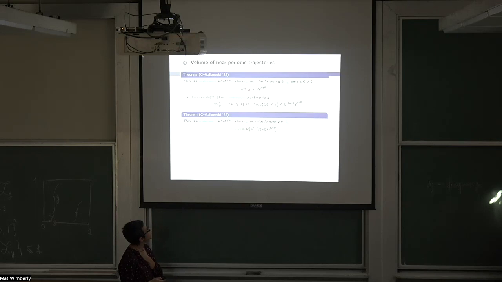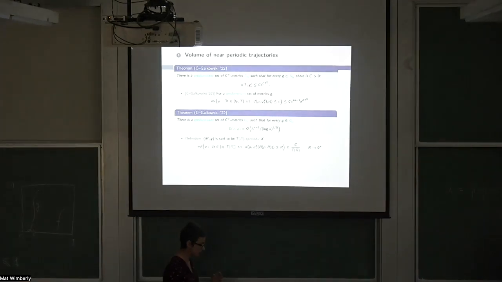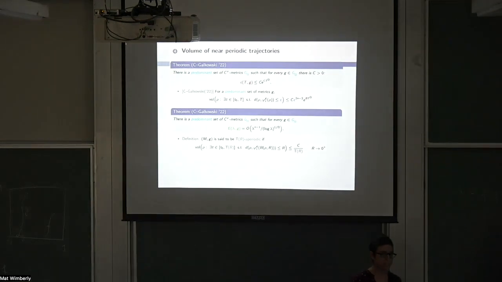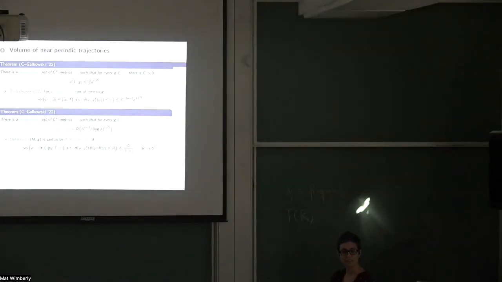To explain the first one, I need to introduce the following concept of what it means for us for a metric to be T of R aperiodic. So T of R is a function that's going to be decreasing, and it needs to be controllable for us by logarithm of R inverse. So for the purposes of the next two slides, you can think of this as equal to logarithm of R inverse. And we are going to be interested in understanding what happens with geodesics of length up to T of R when R is going to 0.